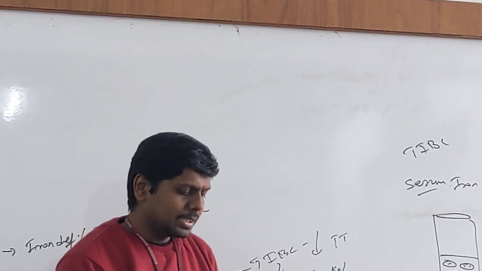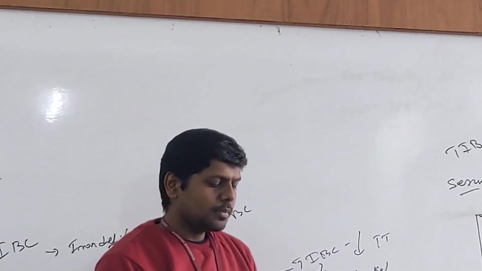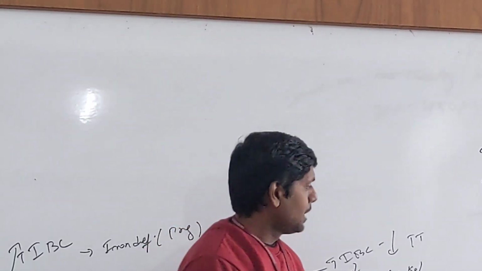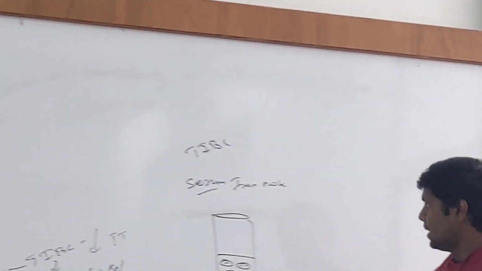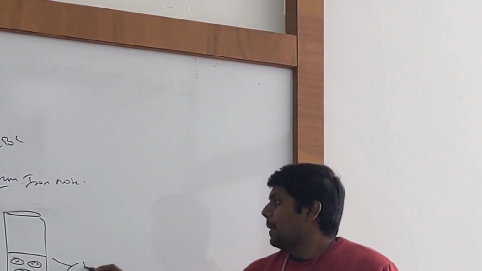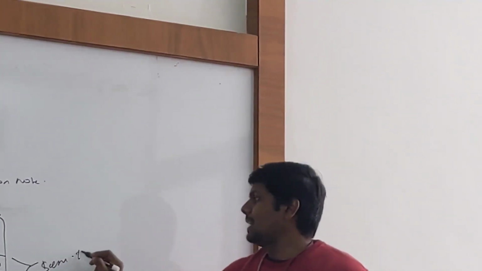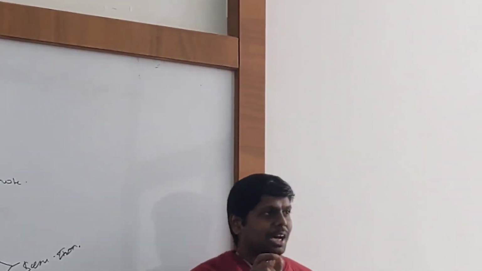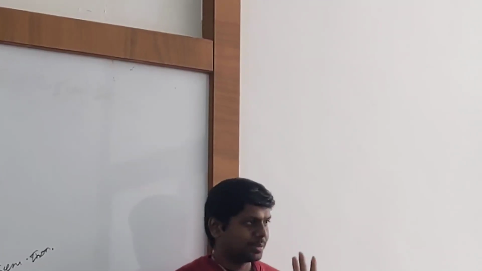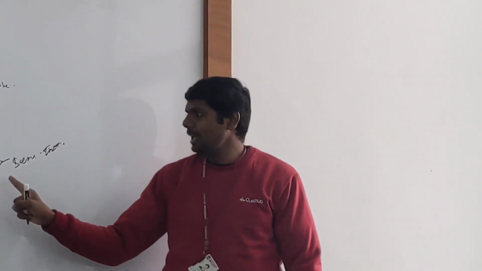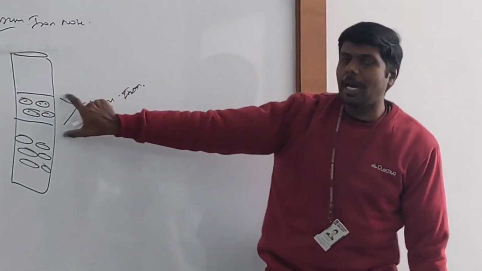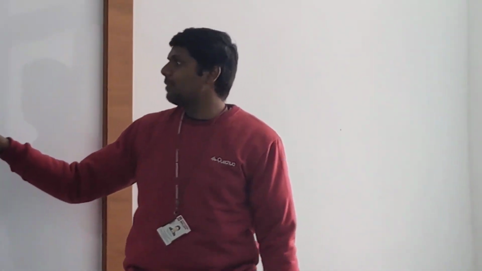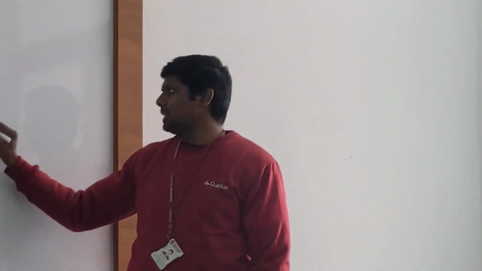So what I will do is, first I will measure the serum iron. How much iron is present in the serum? The first measurement will be serum iron. That is the bound iron. I got the serum iron value. Let us assume the serum iron value is around 10.